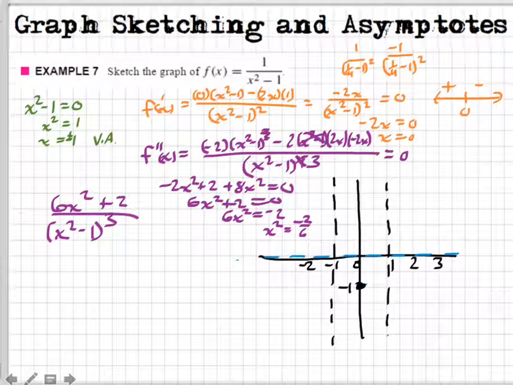Alright, let's think about this really quick. Now, what we want to know is where f double prime is going to be positive and where it is going to be negative. So let's look at the numerator and then the denominator separately. Look at just the numerator. Is there anything that we could plug into that x to make it negative or positive?